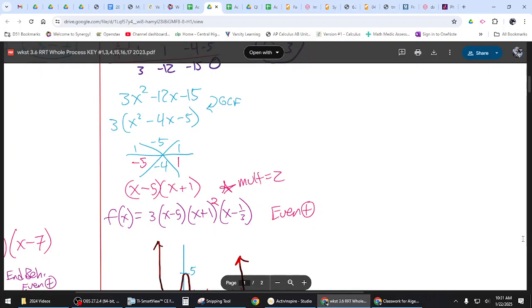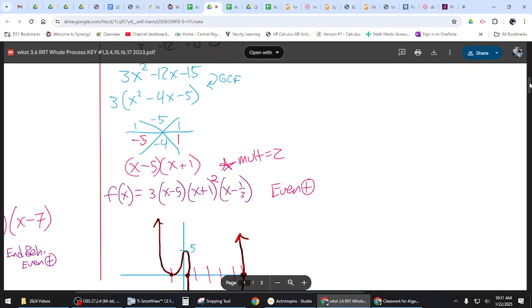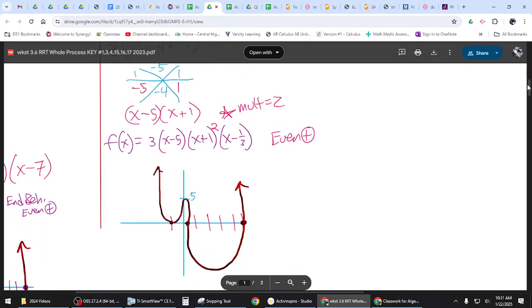Your x plus 1 has a multiplicity of 2. Your negative 1 root has a multiplicity of 2, so you should have a bounce off at x equals 1. Excuse me, x equals negative 1. So your graph should look something like that.